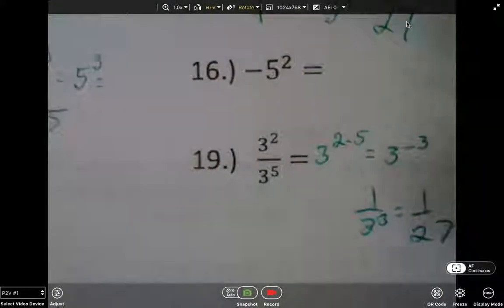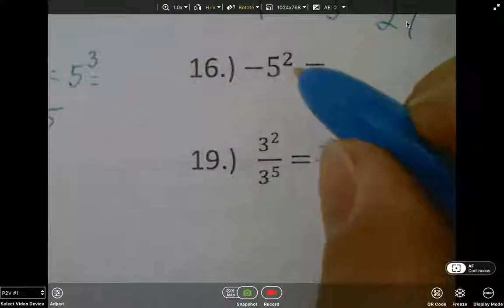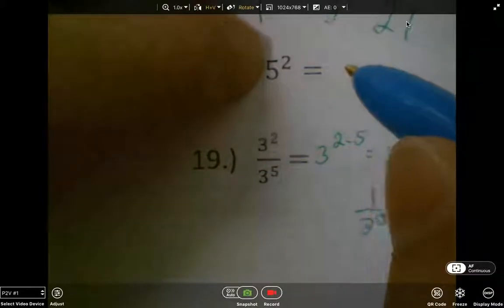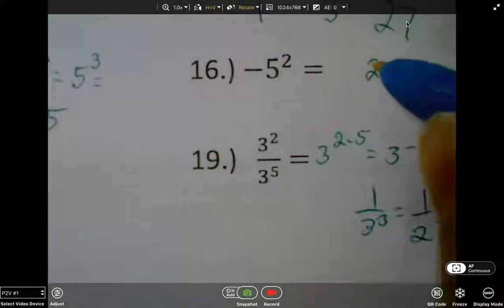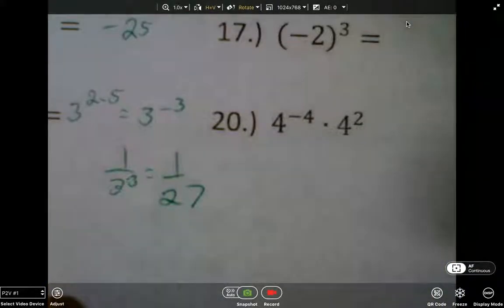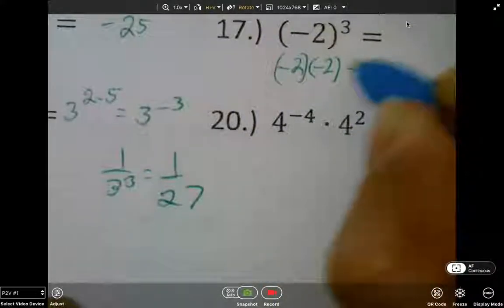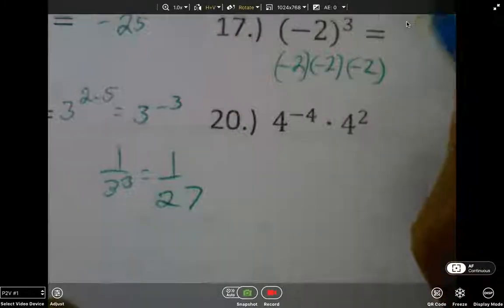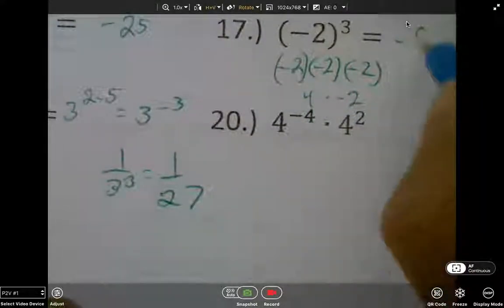Then came the confusing questions about when there's parentheses and negative numbers raised to an exponent. If there's no parentheses, do it without the negative, so 5 squared is 25, and then put the negative back in, so the answer is -25. If it is parentheses, that means the negative is part of the problem, so this is -2 times -2 times -2, which is +4 times -2, this is -8.